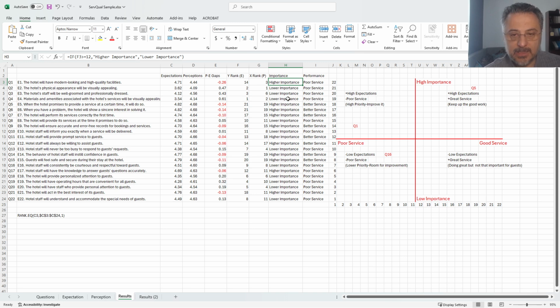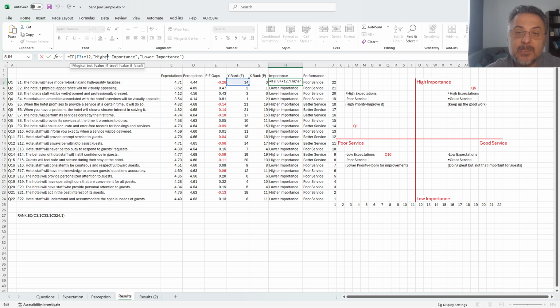So 11 is the middle level, right? If it's 11 or less, it's going to be, if you look at this graph here, from low importance to high importance, this level is going to be around 11. So that's what I tell Excel. For example, if this value, which is the Y ranking for importance, is 12 or higher, put higher importance. If it's 11 or less, it is lower importance.